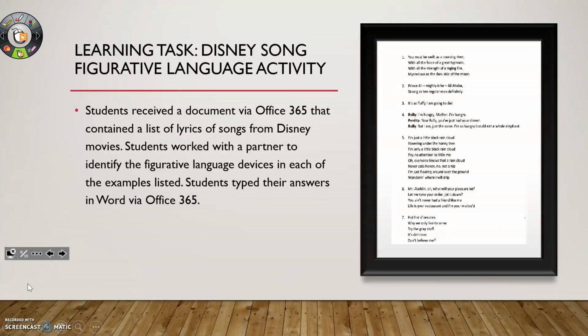The next activity in this unit was a Disney song figurative language activity. Students received a document through their Office 365 account that contained a list of song lyrics from Disney movies. Students worked with a partner to identify the figurative language devices in each example listed. They typed their answers in Word via Office 365.